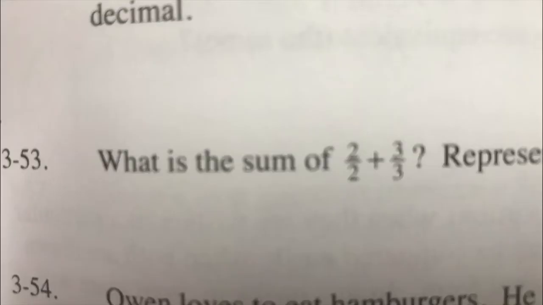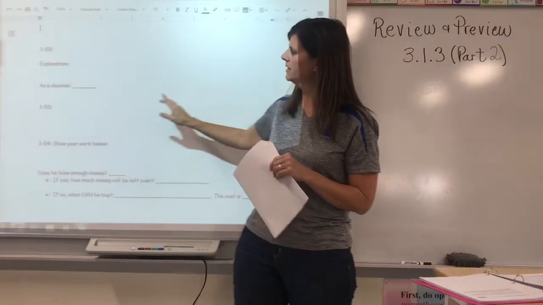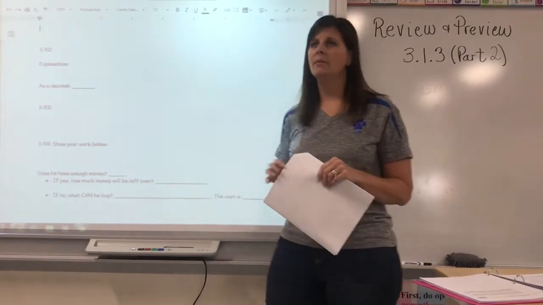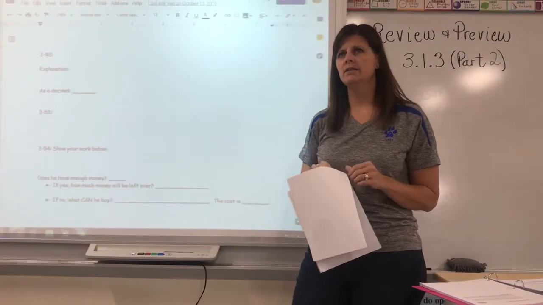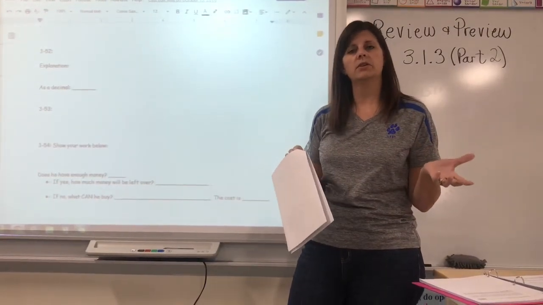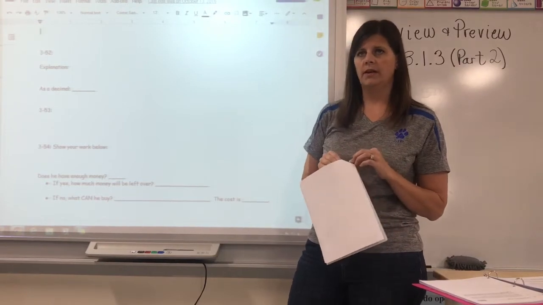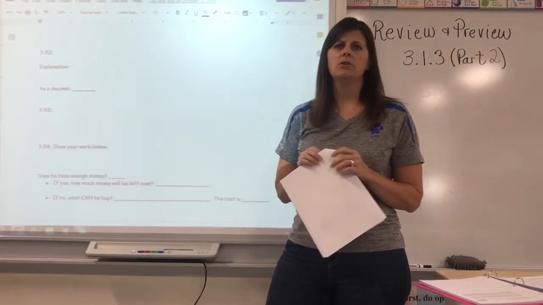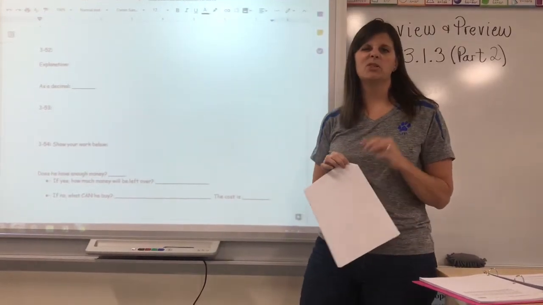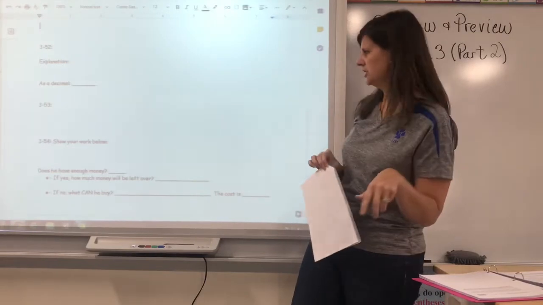For question 53, they are asking what is the sum of 2/2 plus 3/3. Represent your ideas in multiple ways. So in your answer space, I want to see 2/2 plus 3/3 equals blank. Show me what you get. If you're going to represent your answer in multiple ways, you could draw diagrams of 2/2 and 3/3. You could find common denominators. You could explain in words. There are multiple ways you can do that. So make sure you show me a variety there for question 53.